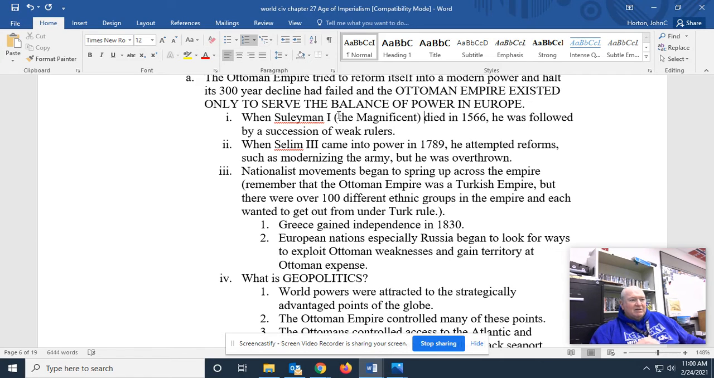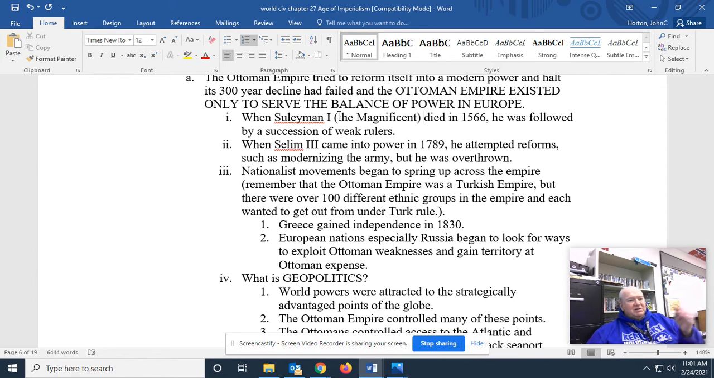And that was trouble. As it says there, remember, the Ottoman Empire was a Turkish empire. The Ottomans were Turks, okay? But there were over 100 different ethnic groups that lived there: Albanians, Montenegrins, Greeks, Serbs, etc., who lived in the Ottoman Empire, and each wanted to get out from under Ottoman Turkish rule. Greece did gain its independence in 1830.